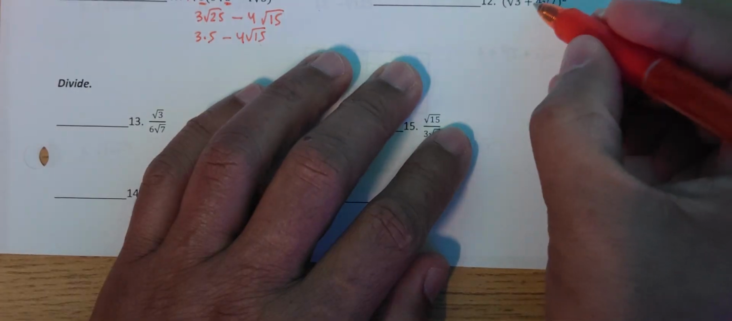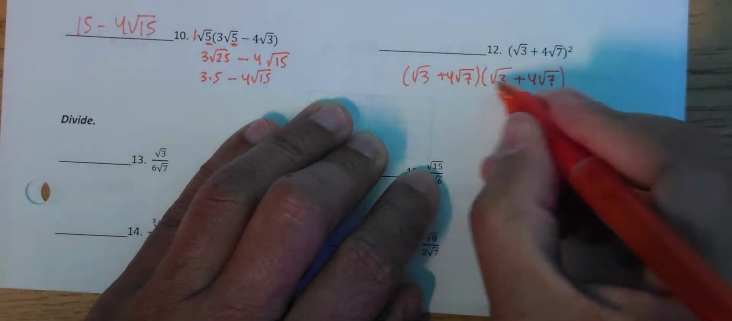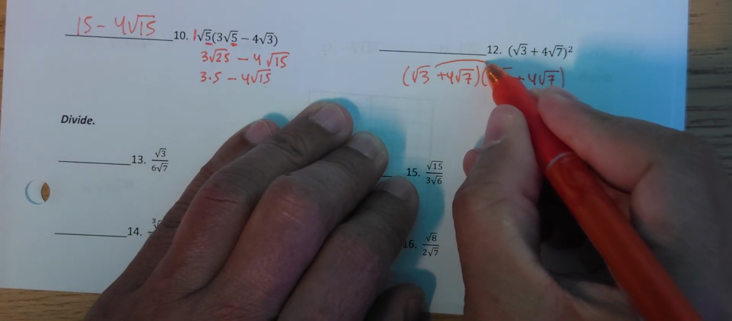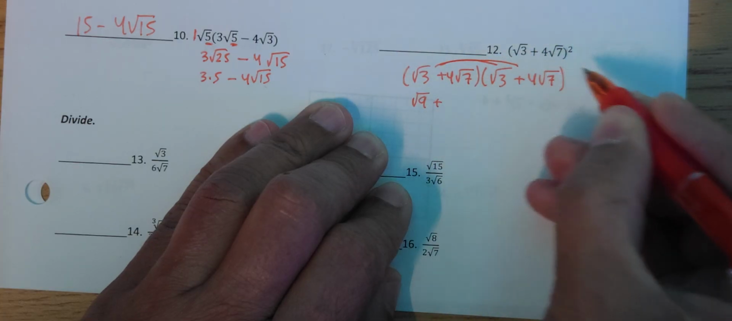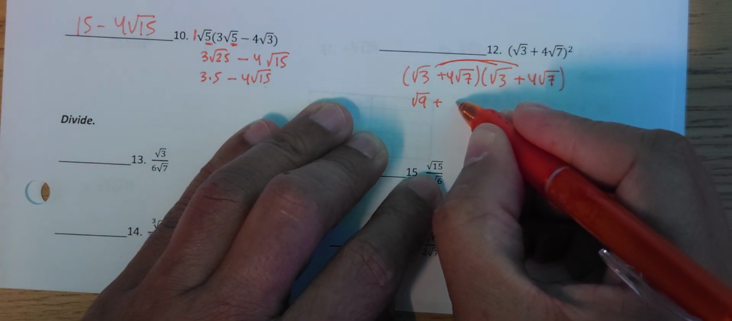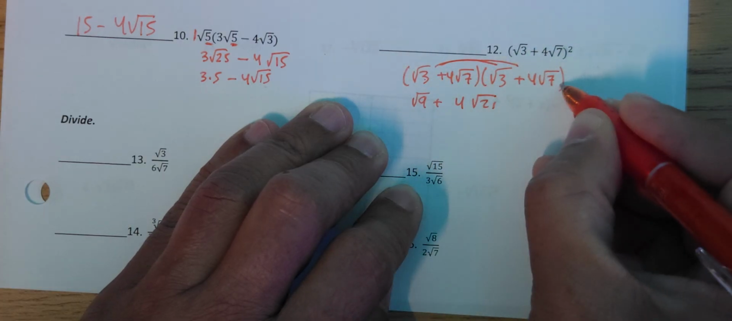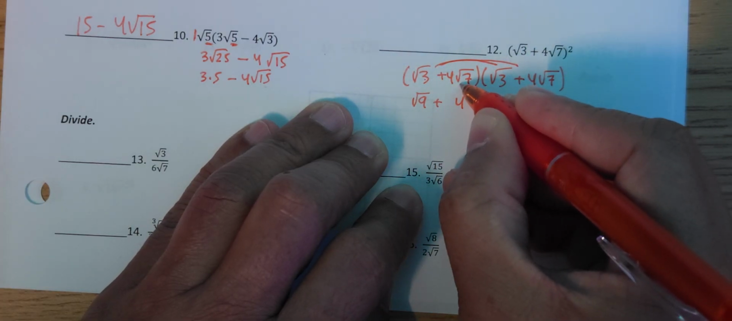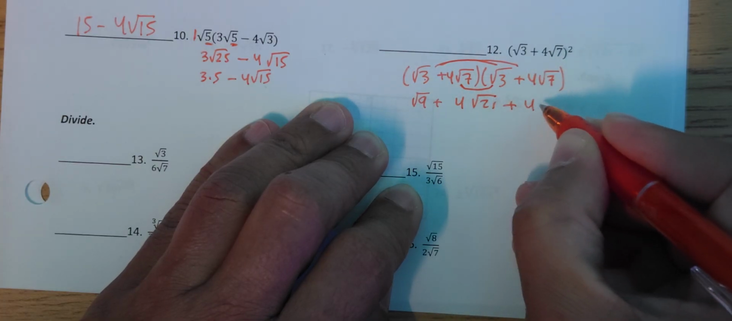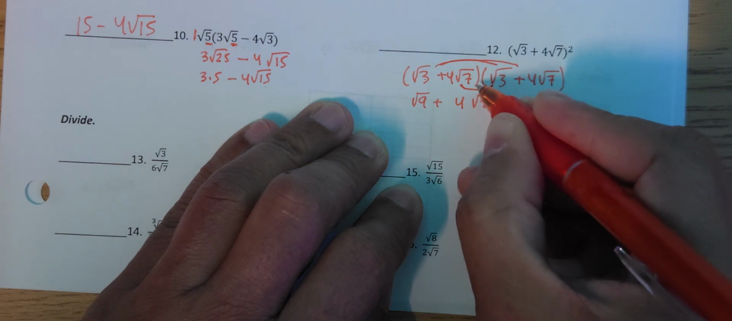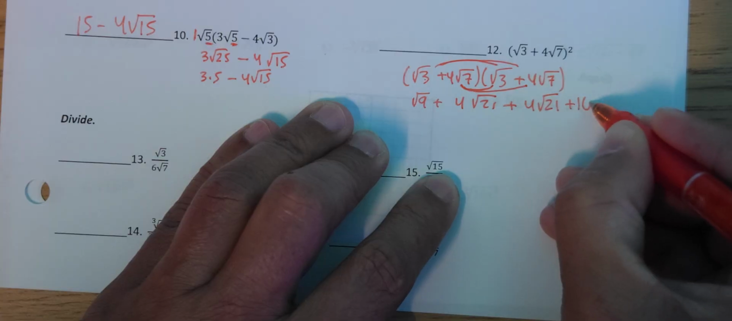Number 12, we have the square for number 12. So the square means we have two of them, right? So then square root of 3 times square root of 3, that's square root of 9, plus square root of 3 times 4 square root of 7, that's 4 square root of 3 times 7, which is 21. Okay, so that's 3 times 7. Plus 4 square root of 7 times square root of 3, that's plus 4 square root of 21. And then 4 square root of 7 times 4 square root of 7, that's plus 16 square root of 49.